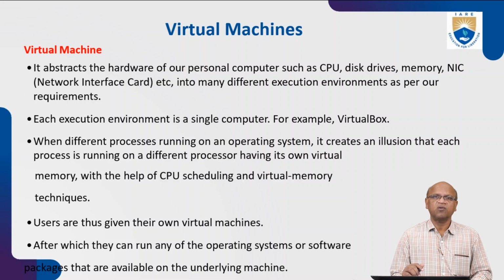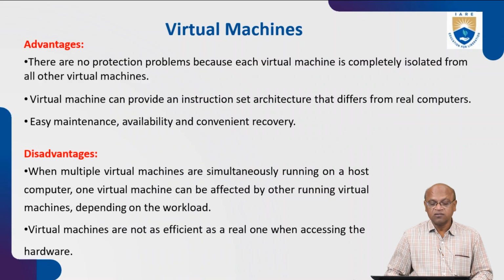When different processes are running in an operating system, it creates an illusion that each process is running on a different processor, having its own virtual memory. So with the help of CPU scheduling and virtual memory techniques, users are thus given their own virtual machines, after which they can run any other operating system or software packages that are available on the underlying machine.